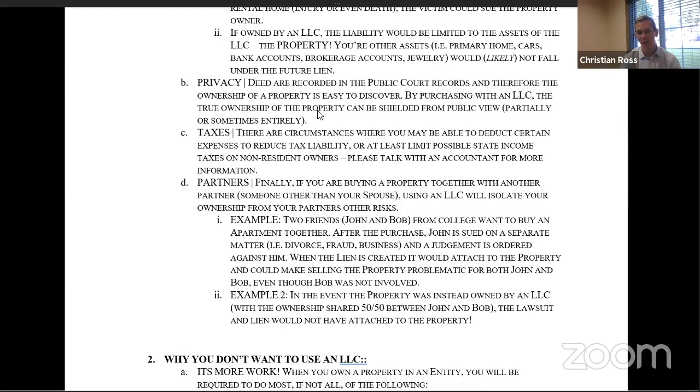So the next thing would be taxes. There could be circumstances where you could deduct certain expenses to reduce tax liability, or at least limit possible state income taxes on non-resident owners.